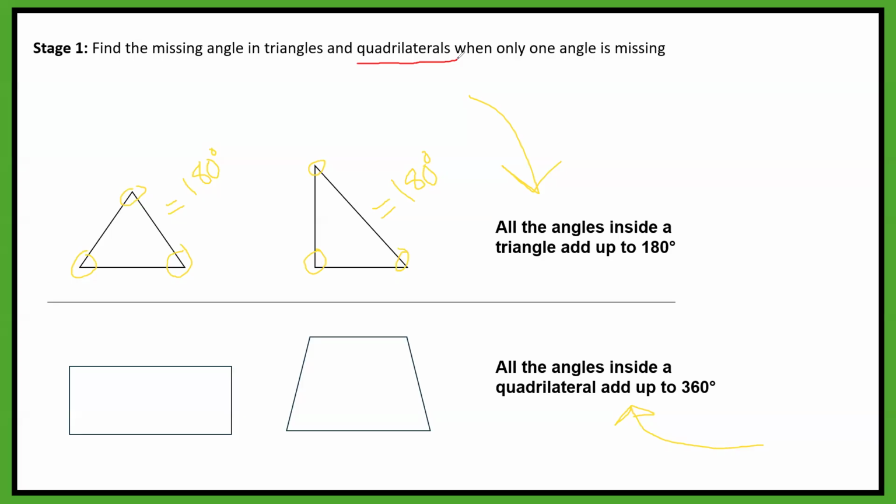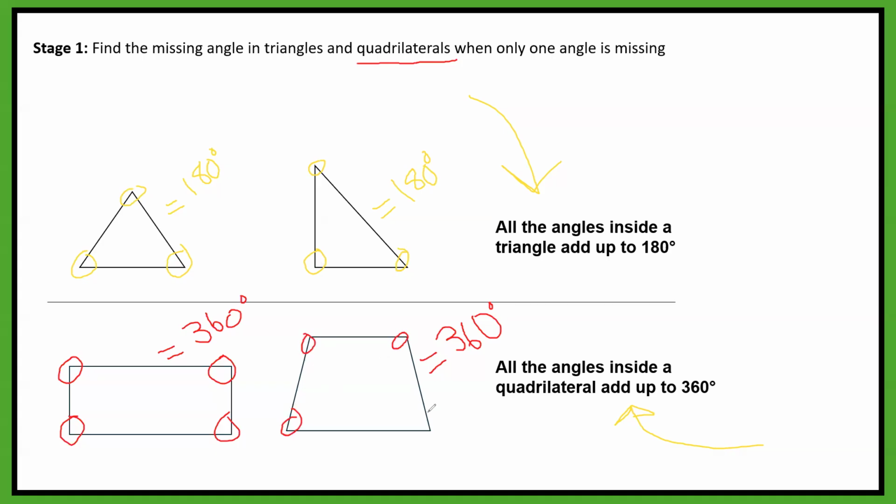But we do have to become comfortable and familiar with this sort of language, okay? Now, quadrilaterals, if we add all of its angles, we're not going to get 180 degrees, we're going to get 360 degrees, okay? Once again, it doesn't matter whether it's a rectangle or a trapezium like these two at the bottom, because they've both got four sides, they are both going to be 360 degrees if we add all of its angles up, okay?